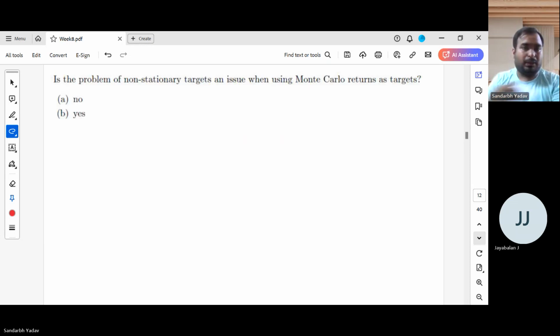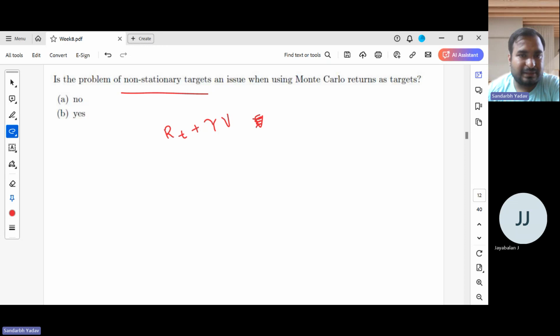So the first problem says: is the problem of non-stationary targets an issue when using Monte Carlo returns as targets? You remember we were having this problem of non-stationary targets because we were using a bootstrapped estimate, say R_{t+1} plus gamma times some value. That was our estimate, and if we use this as the target, it is also moving. It was not fixed, so it wasn't stationary.